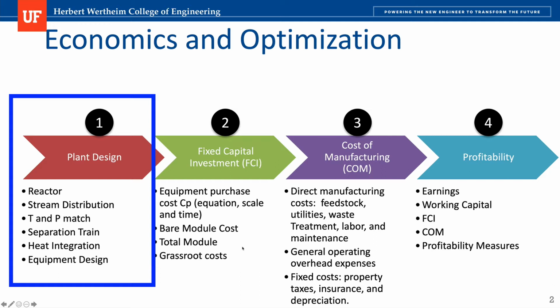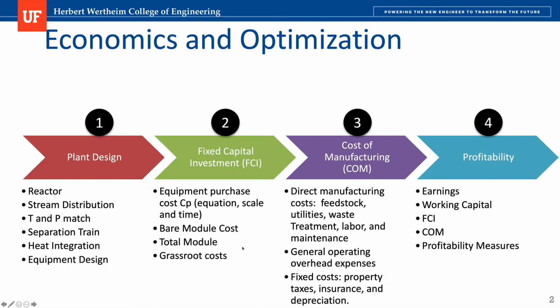level, how to design reactors, how to distribute the streams for the chemicals to go through their different sources and sinks in the process. You're learning how to match temperature and pressure. You're going to be learning basic separation train in this class. You're going to be learning how to do heat integration, and you will be learning how to do equipment design. Remember, all of this is happening in parallel while we're learning how to manage the economics of the process. Remember, optimization is just going back and forth between all of this.